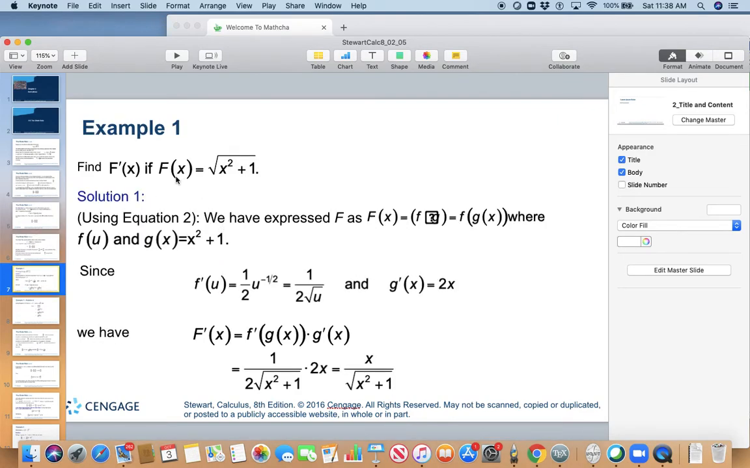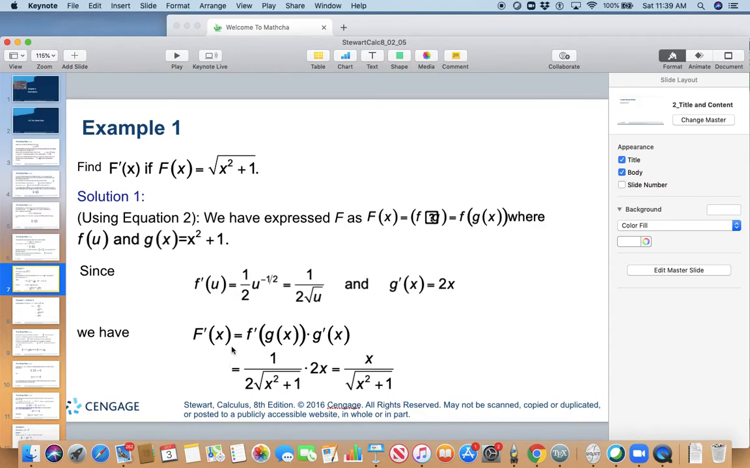Now, go back to our question. Capital F(x) is the square root of x squared plus 1. Alright, we expressed capital F as little f composed with g, that is f of g(x), where little f is the square root function and little g is the polynomial function. Now, little f of u is the square root of u, so its derivative is 1 over 2 u to the negative half. Resolving that, you get 1 over 2 square root u in the bottom, whereas the derivative of g is 2x.